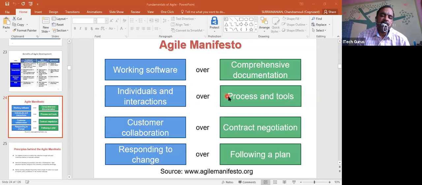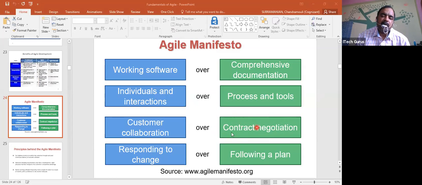Yes, the process is very important. Yes, the tools are very important. In fact, we will also discuss a lot of agile tools. But however, more importance is given to what? The individuals. The people are given more importance rather than the process. Third one is customer collaboration over contract negotiation. I hope you might have studied this in the PMBOK, right? I used to tell that the execution of the project is nothing but the execution of the contract, right?